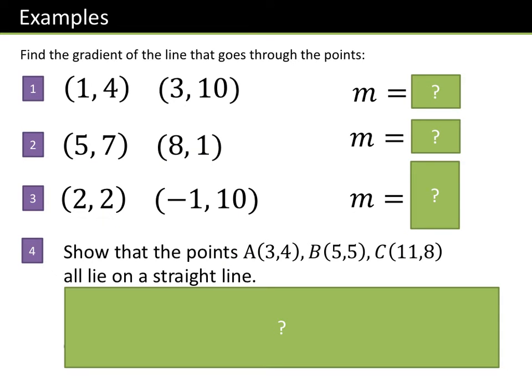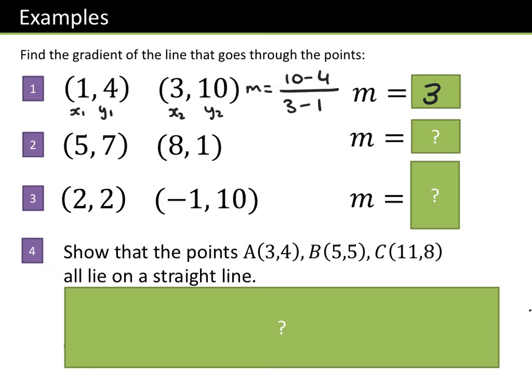So, if we're calculating the gradients, remember your x1, y1, x2, y2. So our gradient is going to be m equals 10 minus 4, because remember it's y2 minus y1, over 3 minus 1, which is 6 over 2, which is 3. Okay? So what I would like you to do is work out the gradients for 2 and 3 very quickly.